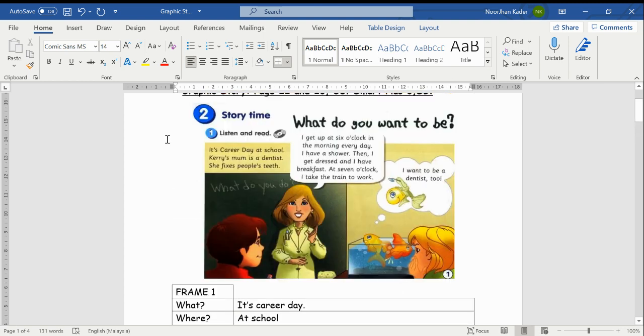Let's see whether that narrates the first frame. You can read: it's career day at school. Carrie's mom is a dentist. She fixes people's teeth. I get up at 6 o'clock in the morning every day. I have a shower, then I get dressed and I have breakfast. At 7 o'clock, I take the train to work. And the goldfish says, I want to be a dentist too.